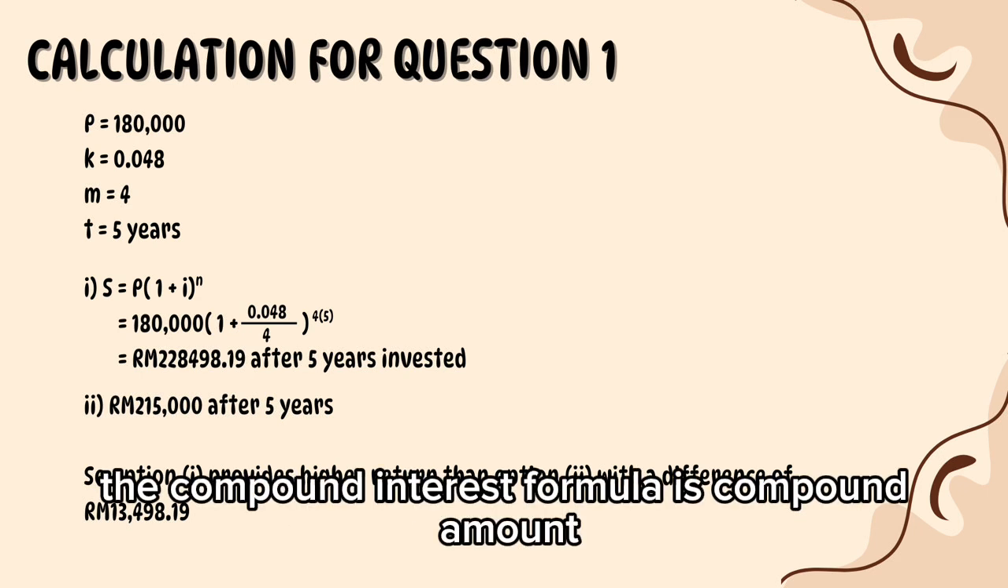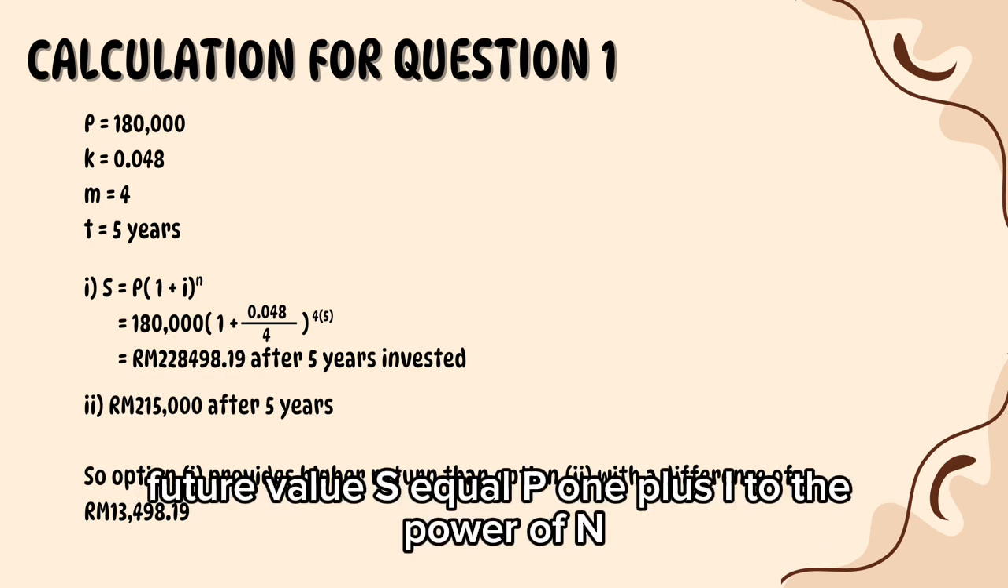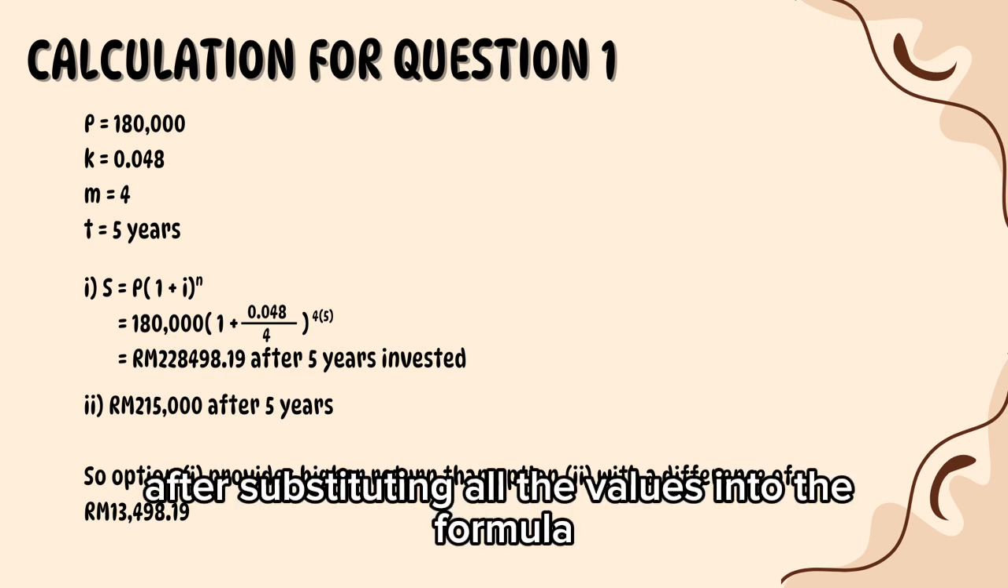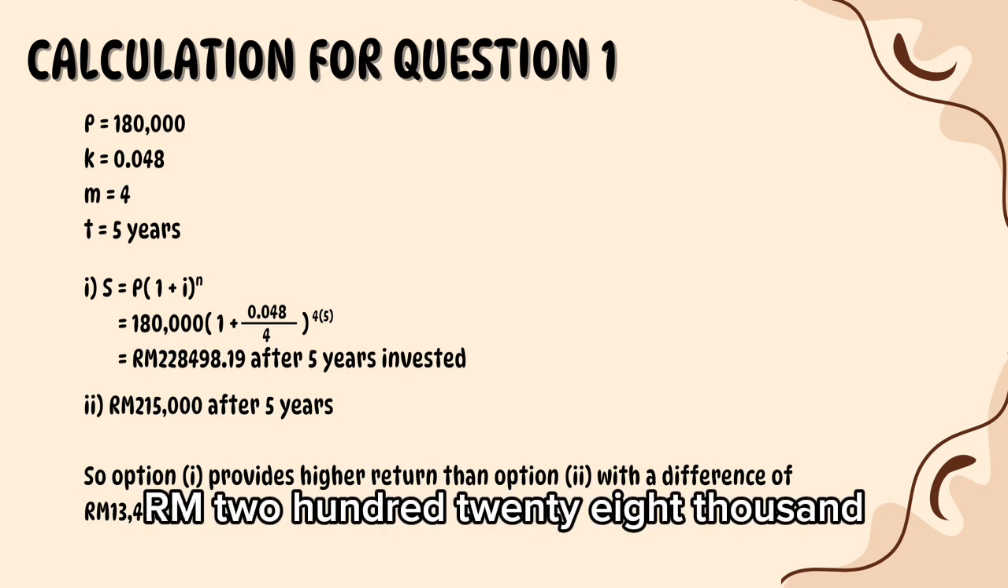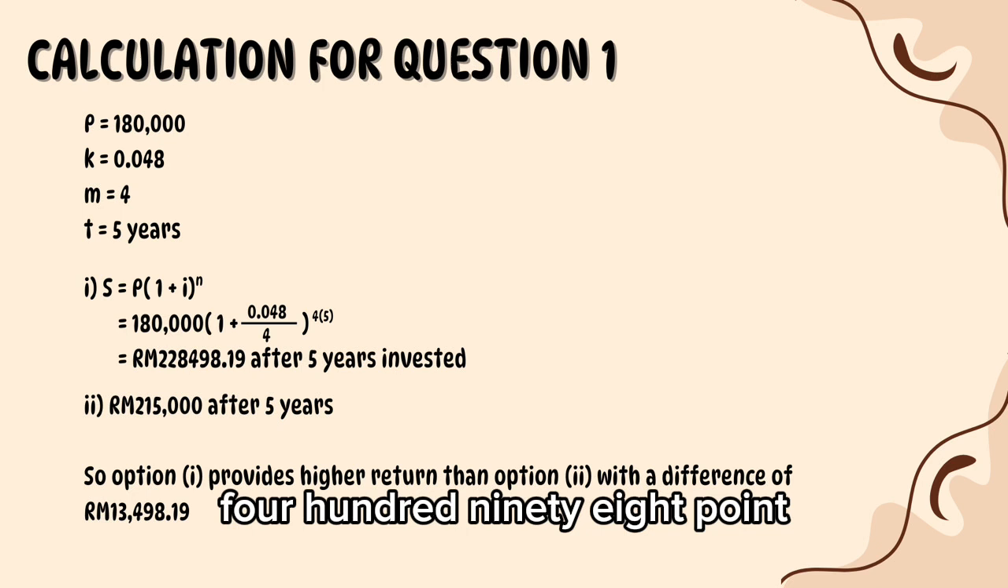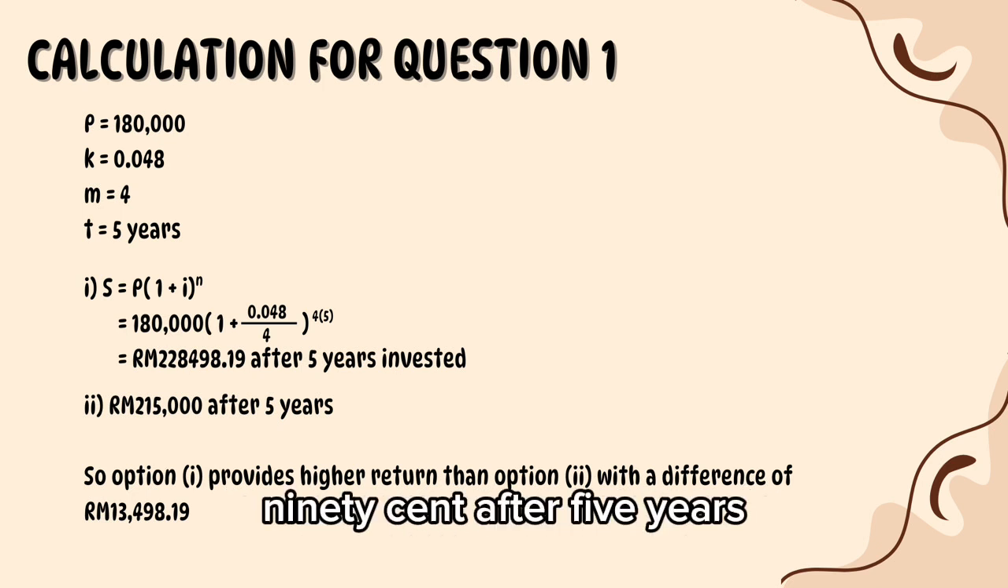The compound interest formula is compound amount, future value S equals P times (1 plus i) to the power of n. After substituting all the values into the formula, the future value for option 1 is RM228,498.90 after 5 years.